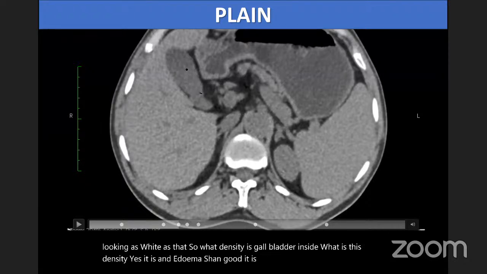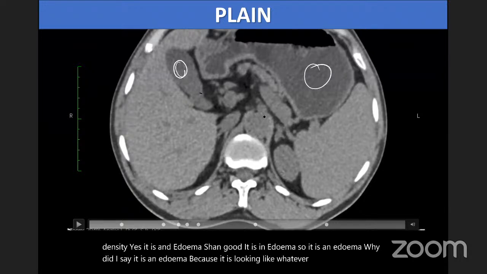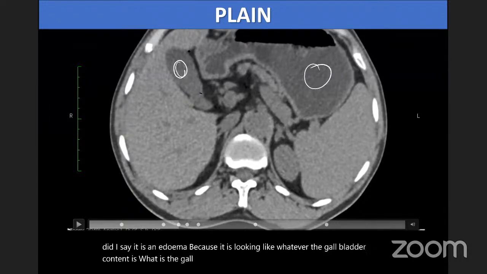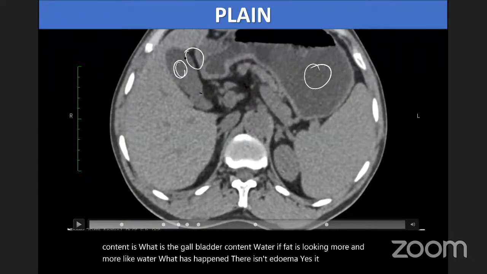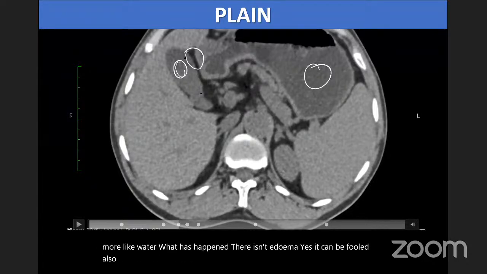Why did I say it is an edema? Because it is looking like whatever the gallbladder content is. What is the gallbladder content? Water. If fat is looking more and more like water, what has happened? There is an edema. Yes, it can be fluid also. It can be a fluid collection.